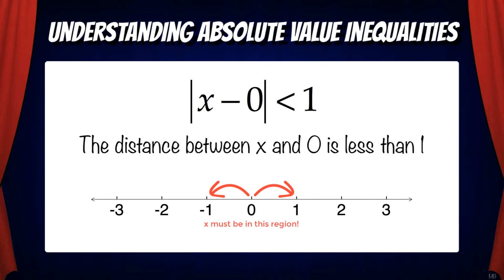Try it yourself. Suppose x is 1/2. 1/2 minus 0 is less than 1, so 1/2 is a valid solution. But if x is 2.5, 2.5 minus 0 is not less than 1, so 2.5 is not a solution because it's outside the region. In this case, the solution is x is greater than -1 and less than 1.